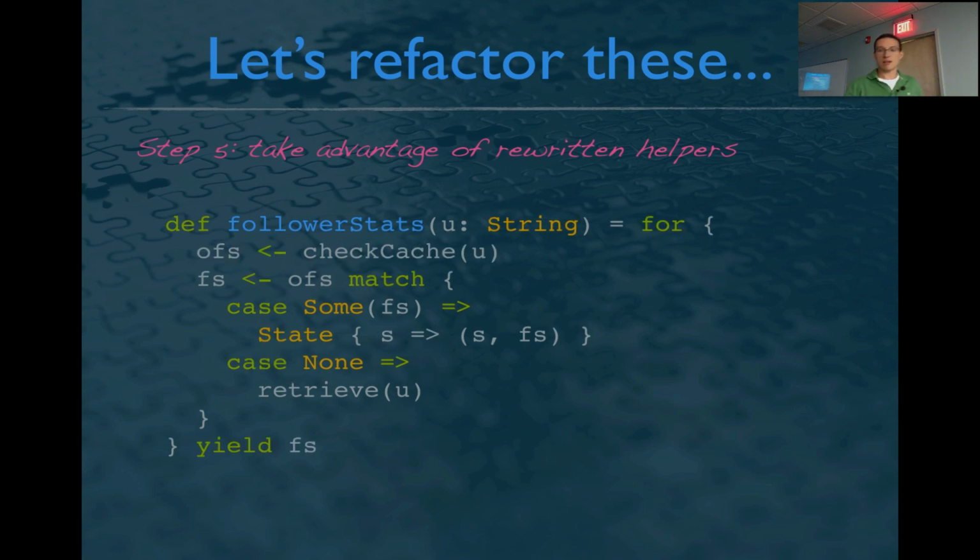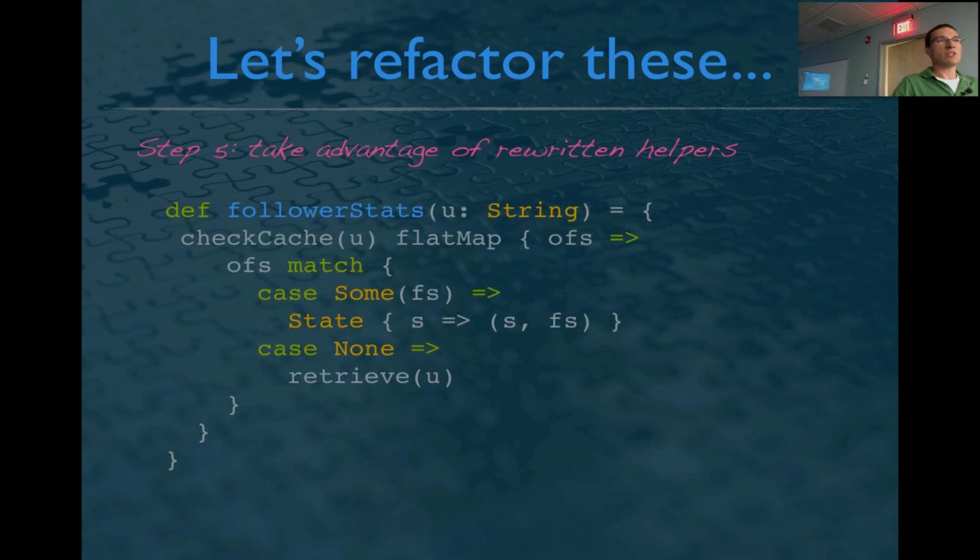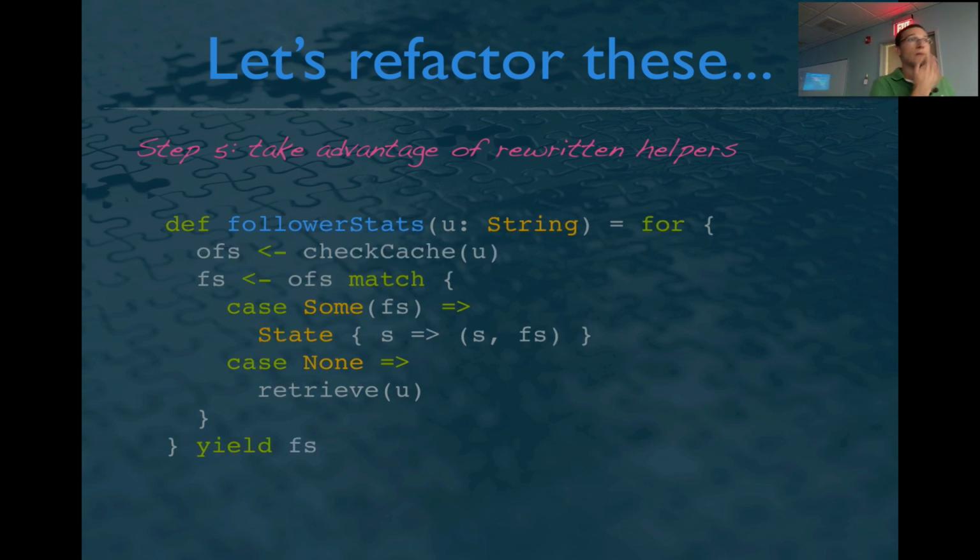Okay? Again, completely mechanical here. But what we saw is that we've got a check cache call that's returning a state. We're calling flat map on that and passing it a closure that's binding this OFS variable, and then using this OFS variable down below, we can just convert that to a for expression. Okay, this is getting better, right? Exact same code. The sum and none did not change, by the way. Everything in that match is identical in these two slides.